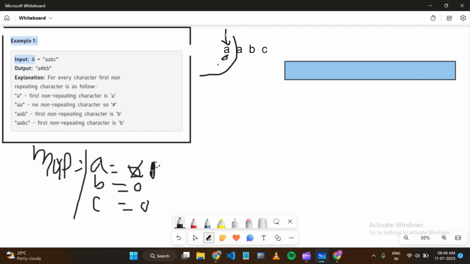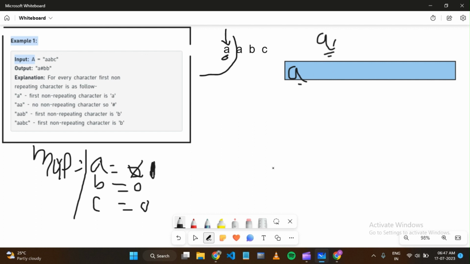Okay, we will increase the frequency of a by 1. When we increase the frequency of a by 1, we check if a is a non-repeating character. So yes, if a is 1, then it is a non-repeating character, and we will push that a into our queue because it is the first character which has come and it is non-repeating. Okay, so we have put our character into the queue.